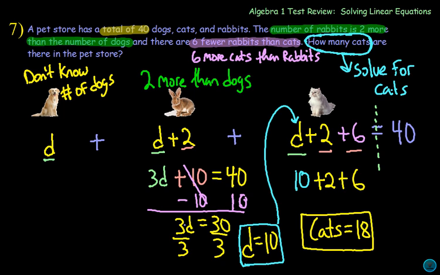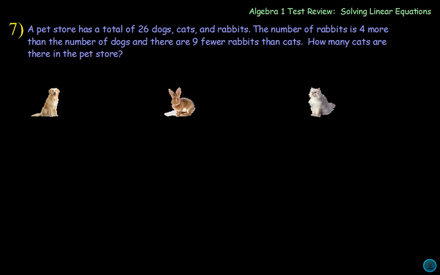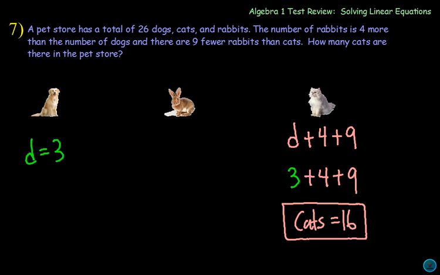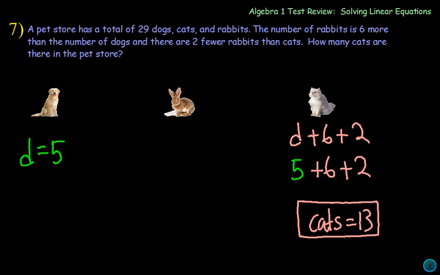So let's try and see what you ended up with on number 7. Number 7 in the middle should have ended up with 16 cats. There were 3 dogs, and that meant there was a total of 16 cats. Number 7 on the right side should have got that there were 13 cats, because there were 5 dogs and 13 cats. Whew. All right, we had to kind of sweat a little bit on that one.